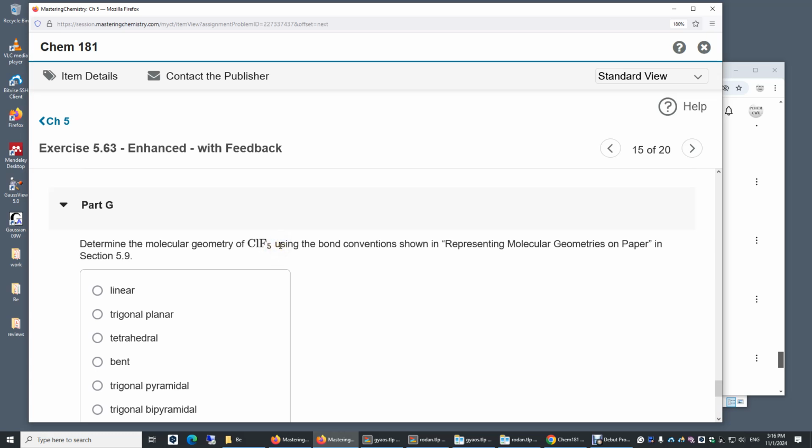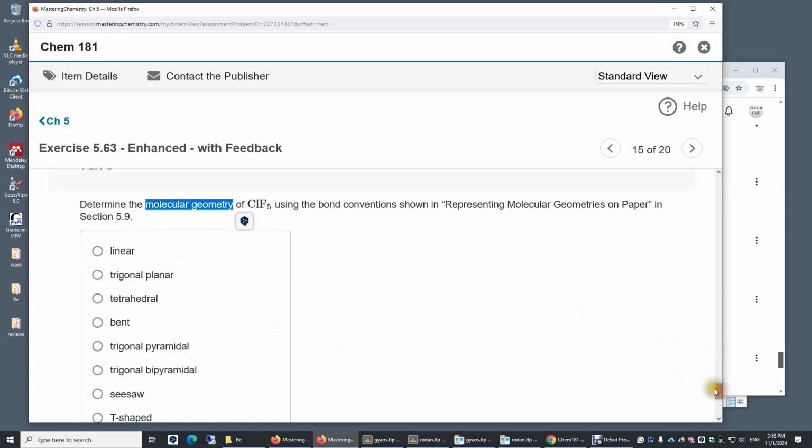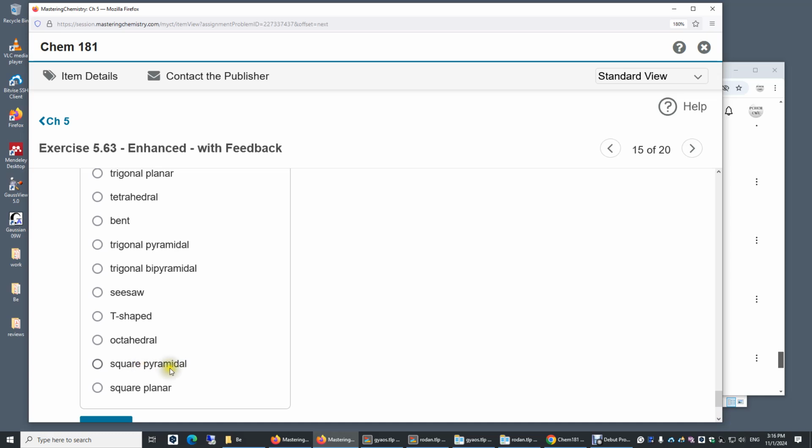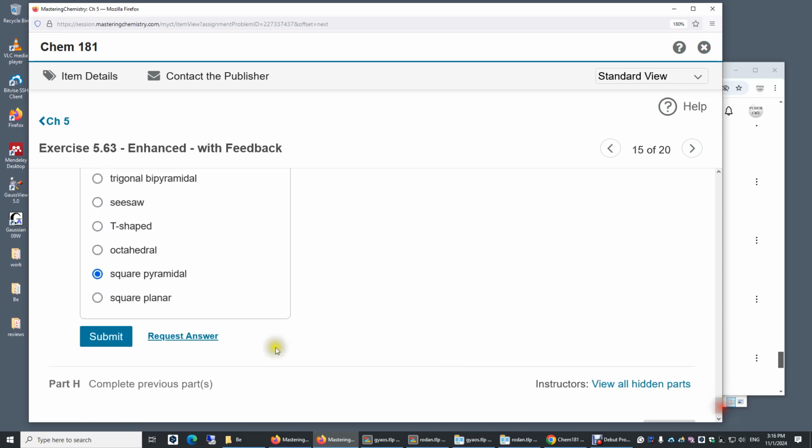The electron geometry is octahedral because we have 6 electron groups. When we are talking about molecular geometry, we need to ignore the lone pair. We hide the lone pair. There are just 5 bonds. It's going to be square pyramidal, because again, when we are talking about the molecular geometry, we do not take the lone pair into account.